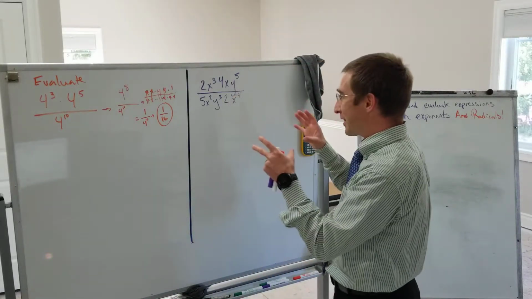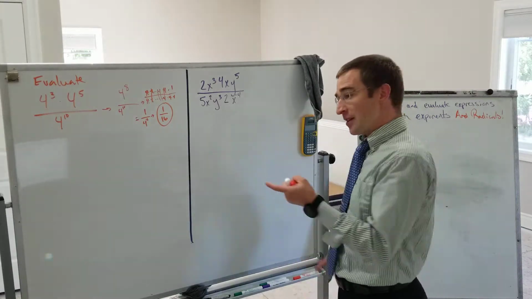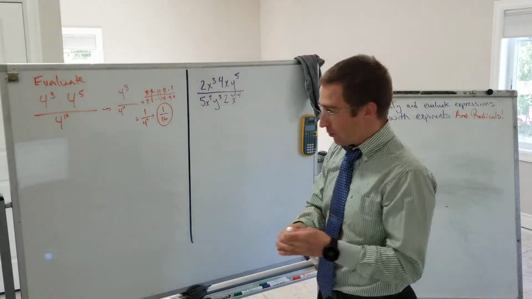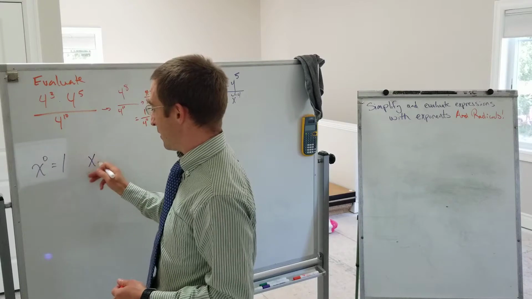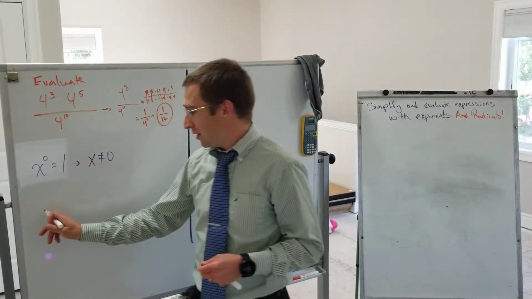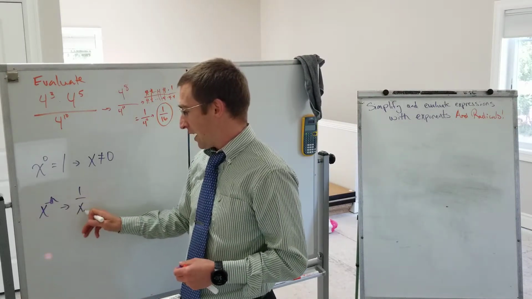Okay, the first thing I do when I look at this is ask: are there any negative exponents? And are there any 0 exponents? Here there are no 0 exponents. Remember, x to the 0 equals 1 as long as x is not equal to 0. And if I have x to the negative n, that's the same as 1 over x to the n.